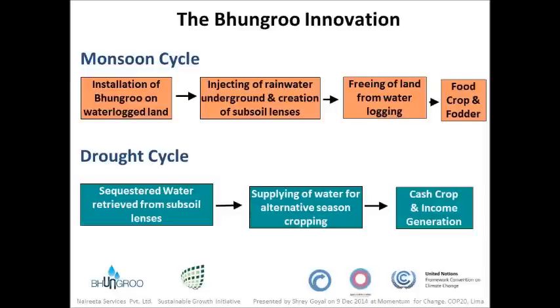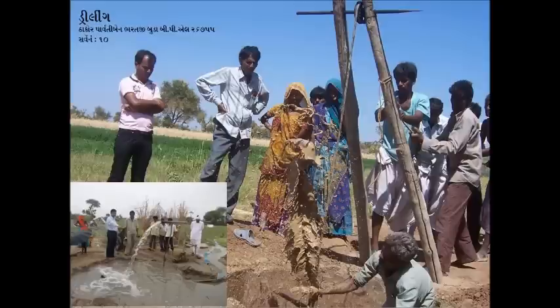So water that can stand for days and weeks completely vanishes from the ground, and that enables a cycle of cultivation in that very season. So one season that was completely alien to agriculture is now a very fruitful period, and this has enabled our farmers to grow food crops and to address food security issues in their family.